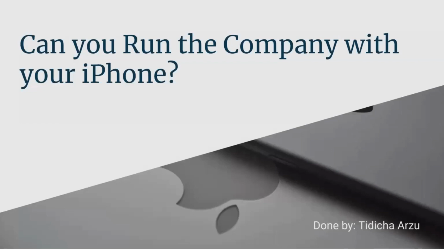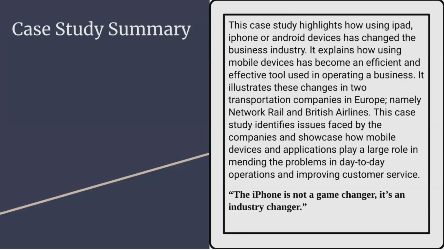My name is Tadisha Arzu, and I will be presenting on the case study entitled, Can You Run the Company with Your iPhone? Okay, so this is a small summary of the case study. This case study highlights how using an iPad, iPhone, or Android devices has changed the business industry. It explains how using mobile devices has become an efficient and effective tool used in operating a business. It illustrates these two changes in 2 transport companies in Europe, namely Network Rail and British Airlines. This case study identifies issues faced by the companies and showcases how mobile devices and applications play a large role in mending the problems in day-to-day operations and improving customer service.